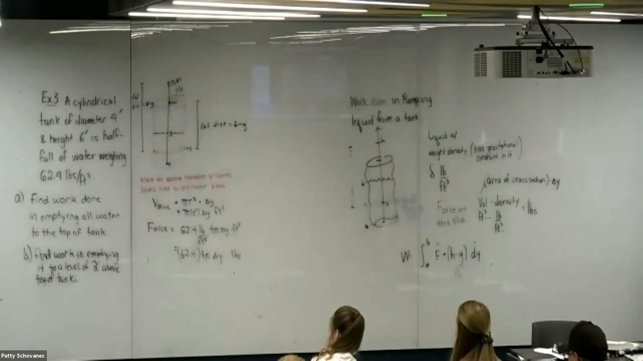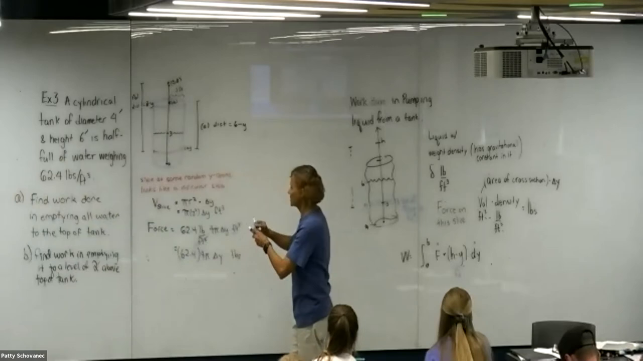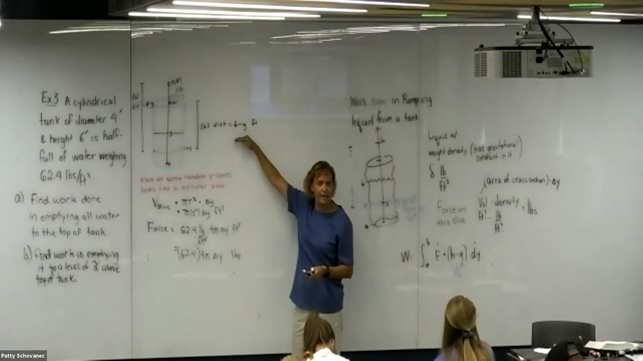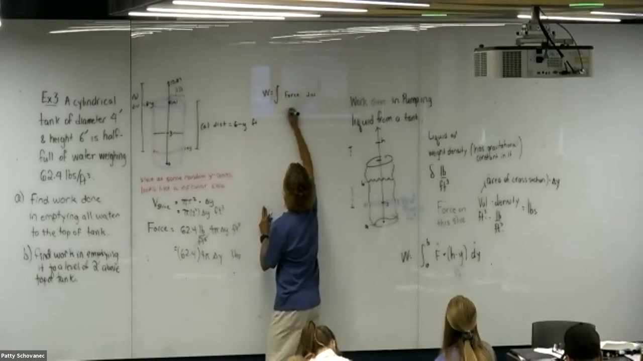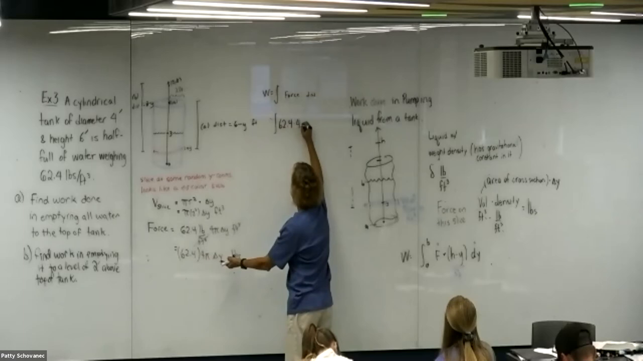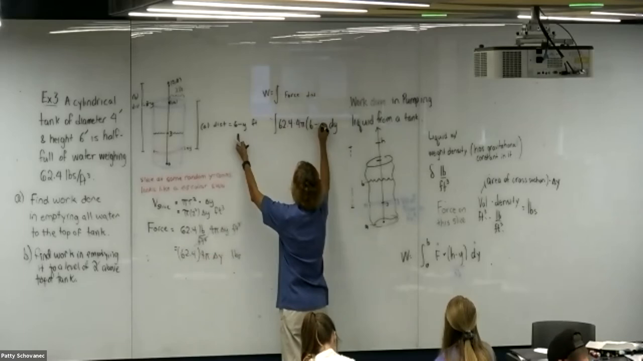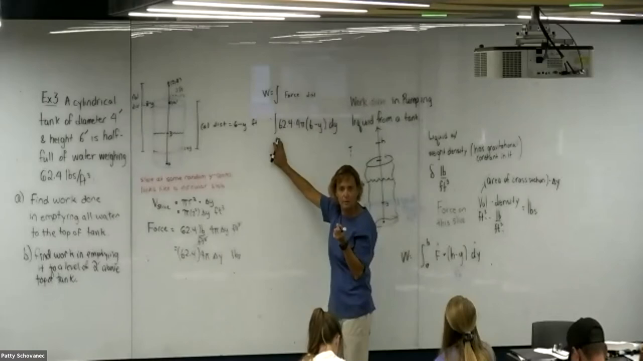Now let's put it in the integral. This is going to be in terms of feet. I need to take my force times my distance and integrate that over where I'm making the slices. So my work is equal to my force times our distance. Force was all of this, 62.4 times 4 pi times dy. Our distance was 6 minus y. And the numbers on the integral always reflect the depth of the liquid, so here we're going from 0 to 3. That's part A.